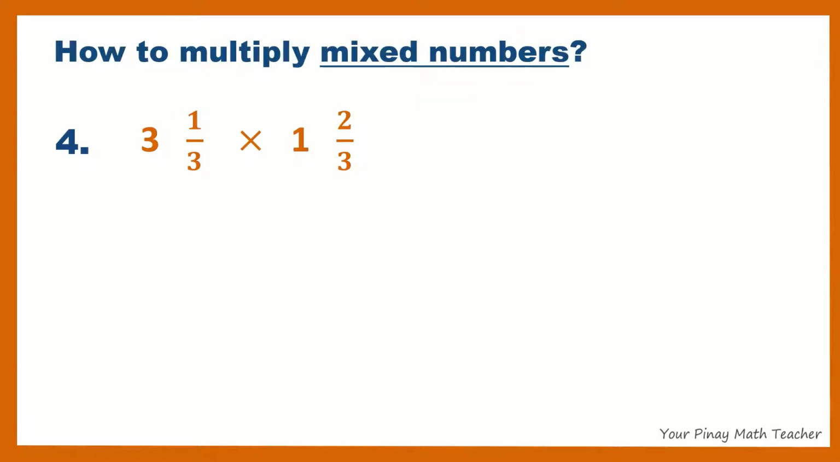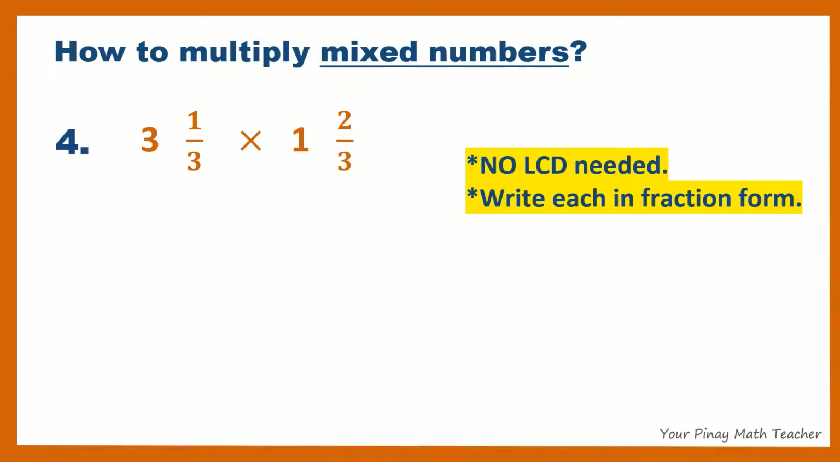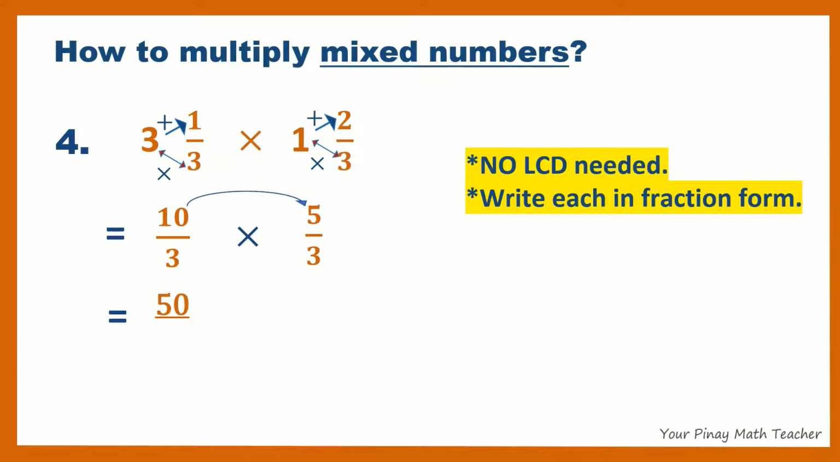Number 4. A mixed number 3 and 1/3 is multiplied by a mixed number 1 and 2/3. So again, no LCD needed, and each must be in fraction form. So we have to convert 3 and 1/3 to 10/3, and 1 and 2/3 to 5/3. Then multiply 10 and 5, we get 50. And then 3 and 3, we get 9.